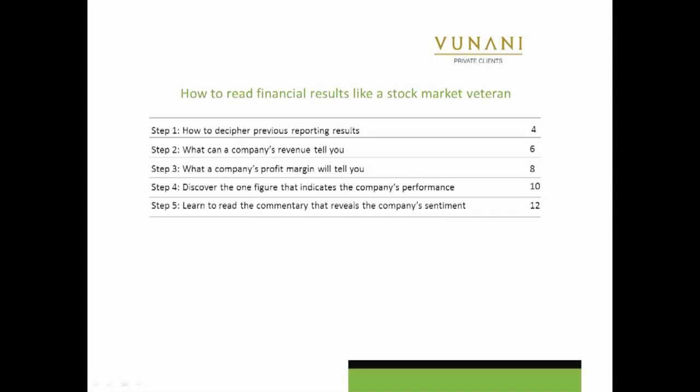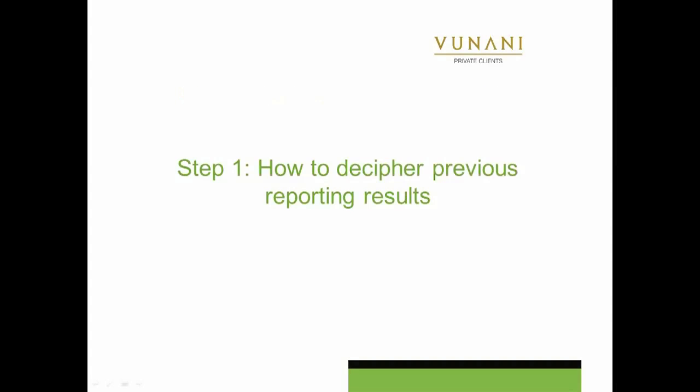So this is basically context. We've segmented this checklist into steps, step 1 to 10 actually. Step 1 is how to decipher previous reporting results. Step 2, what company revenue tells you, and so forth. But I'll go through the steps individually. So step 1, how to decipher previous reporting results.